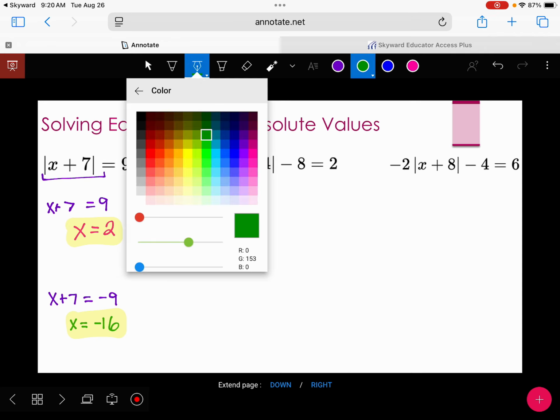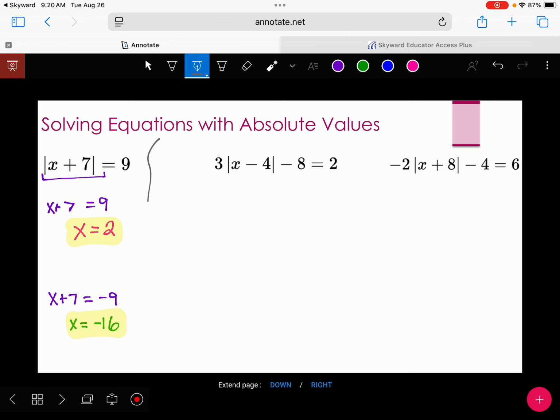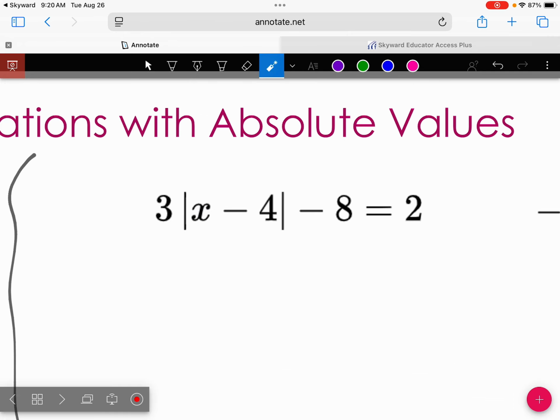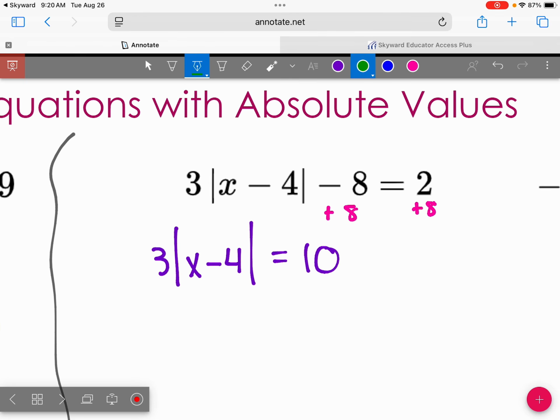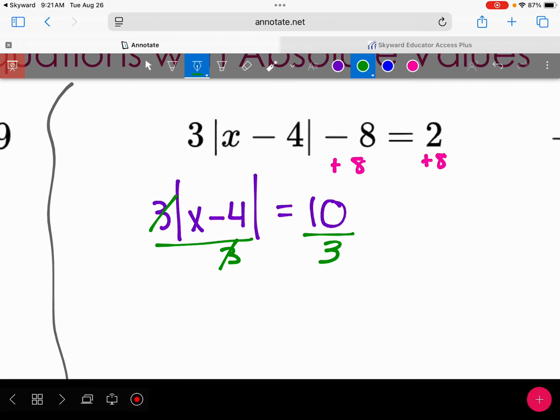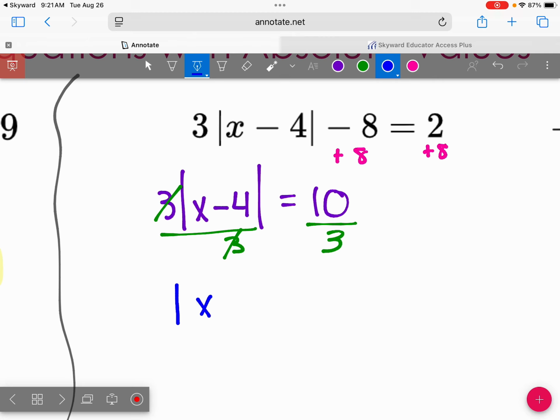So on this next one, we need to do some things first before we split it into two pieces. What do we need to do before I can do my two separate absolute values? Add 8. Absolutely correct. Add 8 to both sides. It's going to give us 3 times our absolute value of x minus 4 equals 10. Then what should we do? Divide by 3. That's going to make this 3 and that 3 cancel out. We're going to have our absolute value of x minus 4 equals 10 thirds. Ew, but we can do it.